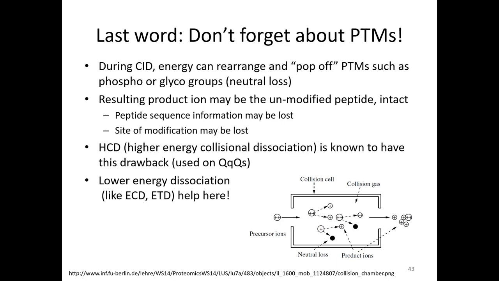Alternately, if you use instruments that can do electron capture dissociation or electron transfer dissociation, that process is gentler and that modification is usually retained, and so you can say that it's there and where it is in the sequence, which would push you away from triple quads.